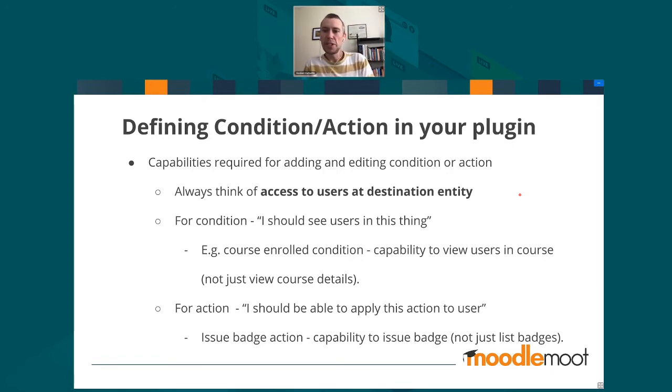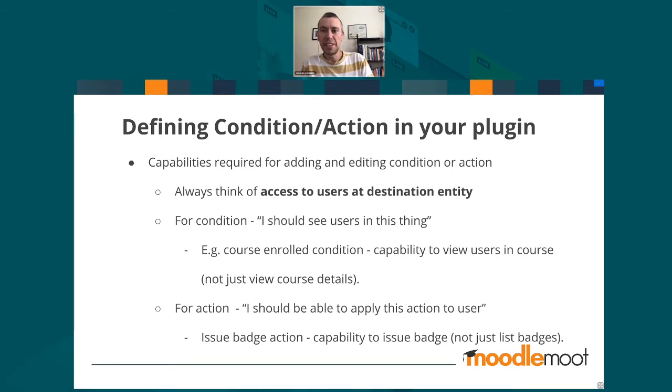Capabilities required for adding or editing condition and action. When you define capabilities, think of access to users at the destination entity. For example, for a condition, you should assume that the user who is adding that condition into a rule should be able to see users in the entity. If you're using the course enrolled condition, you need the capability to see users in a course, not just course details or a listing of courses. And for an action, the question you should ask is whether I should be able to apply this action to the actual user. For example, for the issue badge action, the capability would be to actually issue a badge to a user, not just list badges.